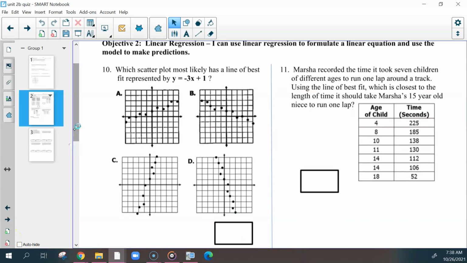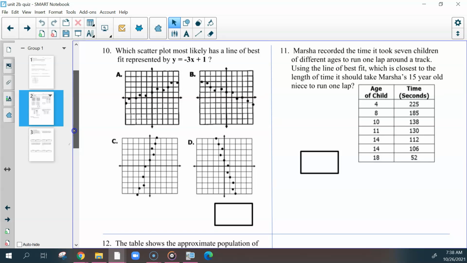For the first one, it asks which of these best fits or most likely has a line of best fit represented by this equation. My suggestion would be to draw the line that they gave you because it's something you can easily draw. It doesn't really matter which one you draw it on.